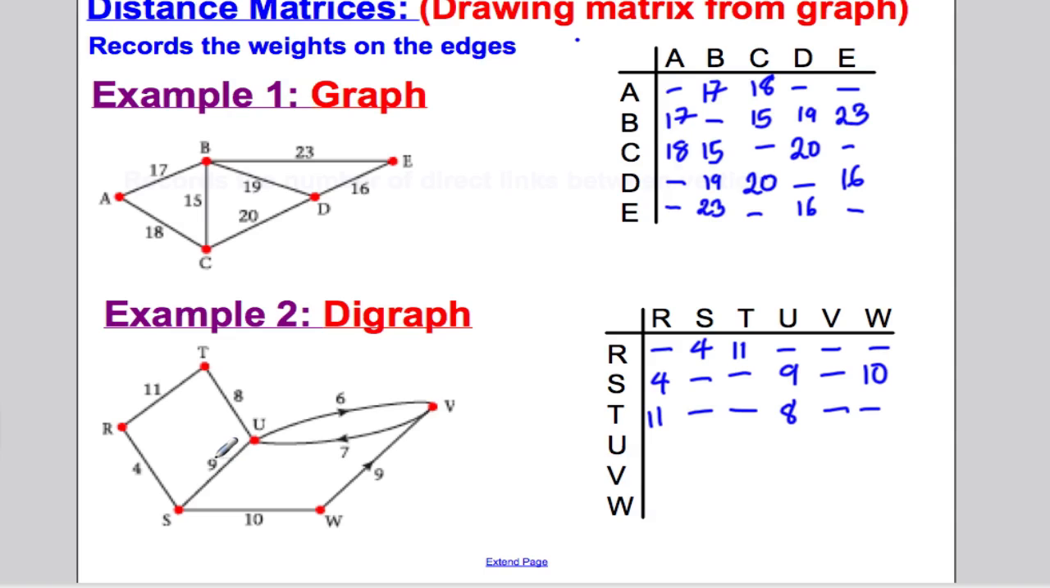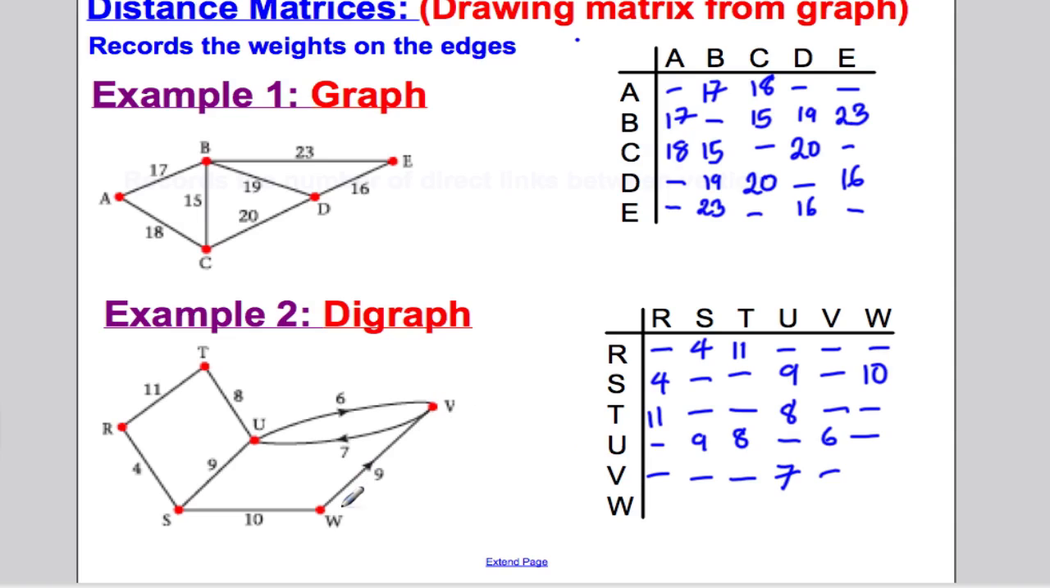Okay, let's go for U here. Right, U to R not applicable. U to S is 9. U to T is 8. U to U is not applicable. U to V now. U to V is 6 because you're going from U to V, so that's 6. And U to W is not applicable. Now let's go from V. V to R not applicable. V to S not applicable. V to T not applicable. V to U. Now it's 7 this time because we're going from V to U, so it's 7. Okay, and V to V not applicable, V to W.